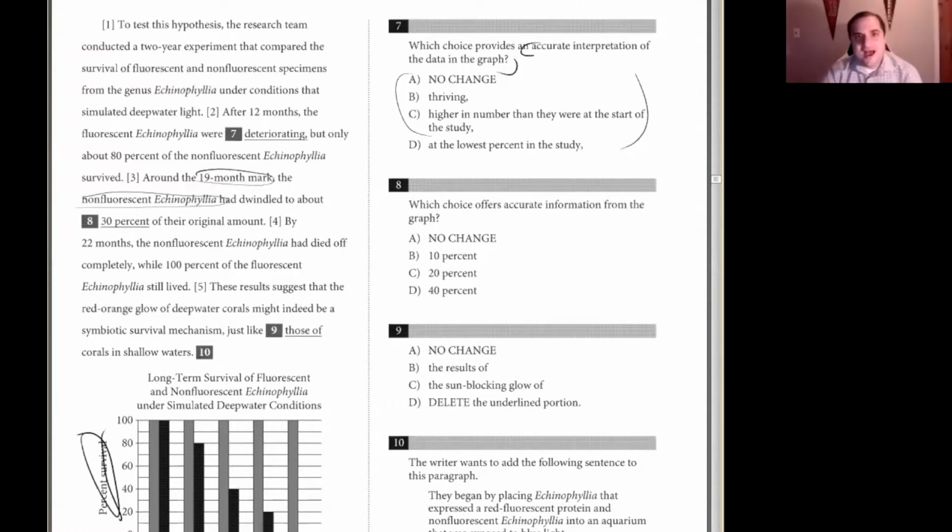By the way, me circling these things isn't for your benefit. It will help you see them while we're doing this, but this is how I do the actual test.